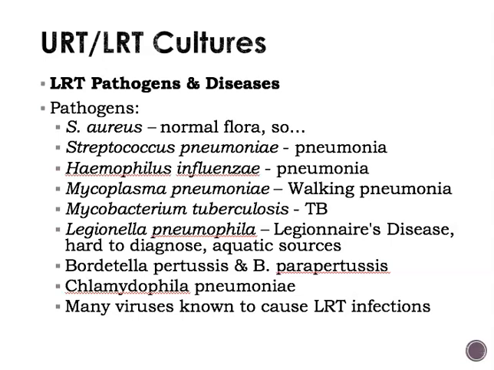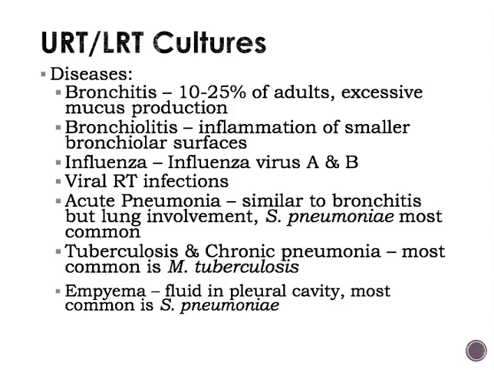Bordetella pertussis and Bordetella parapertussis, Chlamydophila pneumoniae, and then again, a lot of viruses that are known to cause lower respiratory tract infections. So those were the organisms. Here are the diseases. Bronchitis is a common condition in about 10 to 25% of adults where there's excessive mucus production that can last for years. Cigarette smoking, infection, and inhalation of dust or fumes can be contributing factors to the chronic condition, while the acute is usually related to some type of infectious process. It's most commonly caused by viruses.